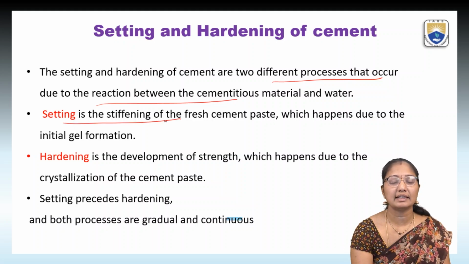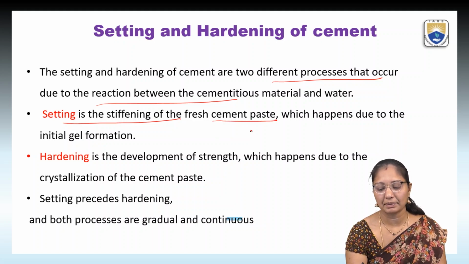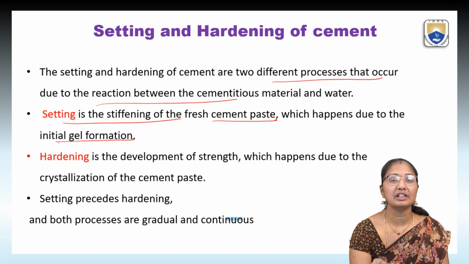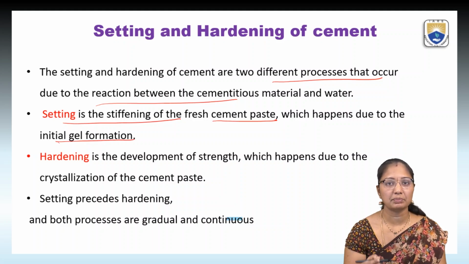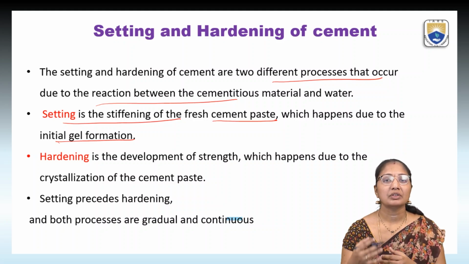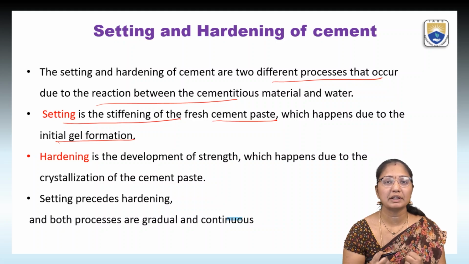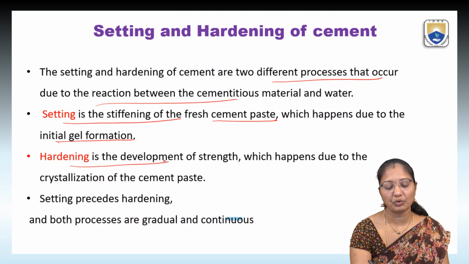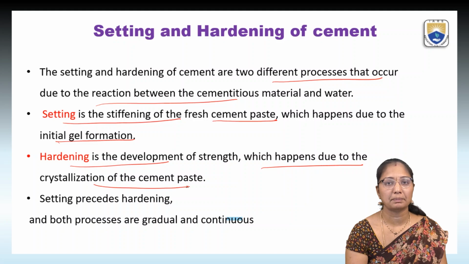Setting is the stiffening of the fresh cement paste, which happens due to the initial gel or crystalline formation. When the cement is mixed with water, it undergoes the hydration reaction. The gel and crystallines formed in the reaction cause the stiffening of the fresh cement. It becomes rigid. This is followed by the next step called hardening. Hardening is the development of strength, which happens due to the crystallization of the cement paste.